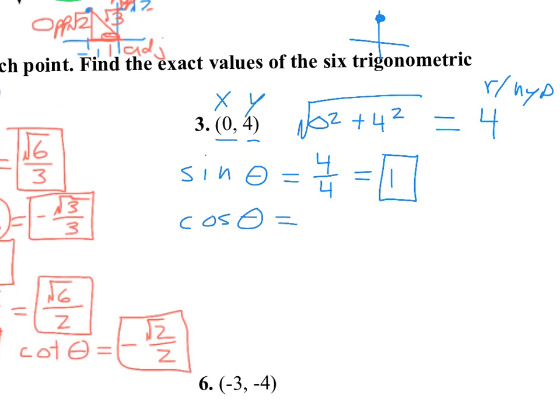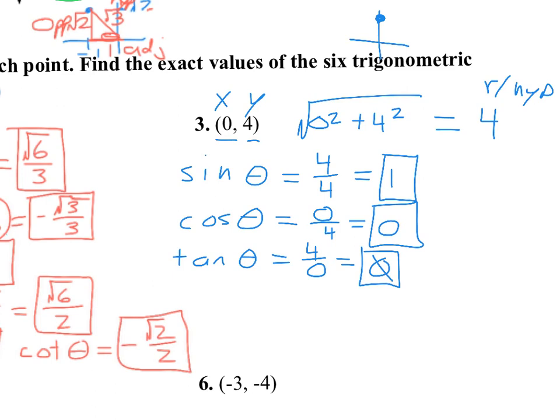Cosine of theta, cosine is the x divided by the hypotenuse. 0 divided by 4 is 0. So tangent is sine divided by cosine. It's also y divided by x. So when you have 0 on the bottom, that is undefined.